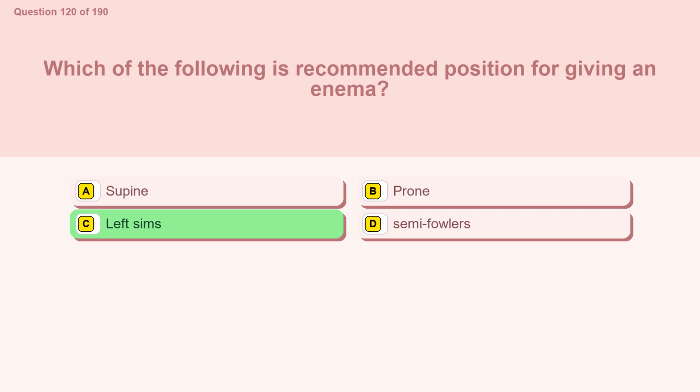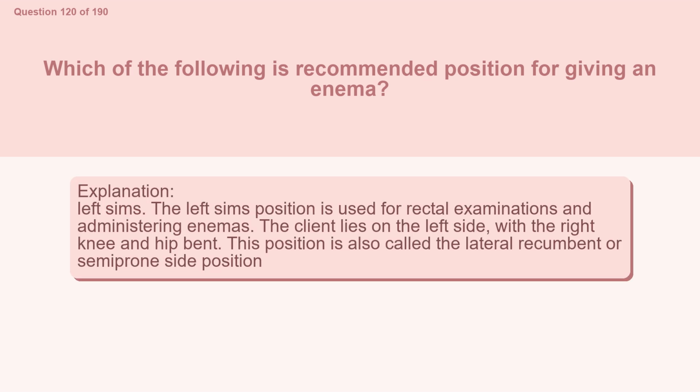The correct answer is option C, left Sims. The left Sims position is used for rectal examinations and administering enemas. The client lies on the left side, with the right knee and hip bent. This position is also called the lateral recumbent or semi-prone side position.